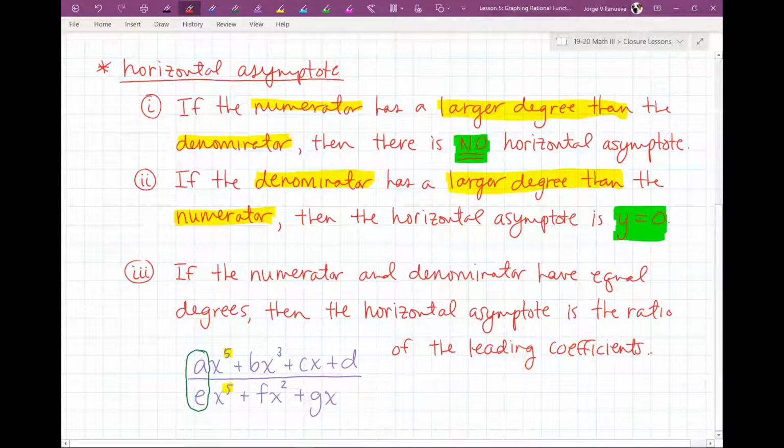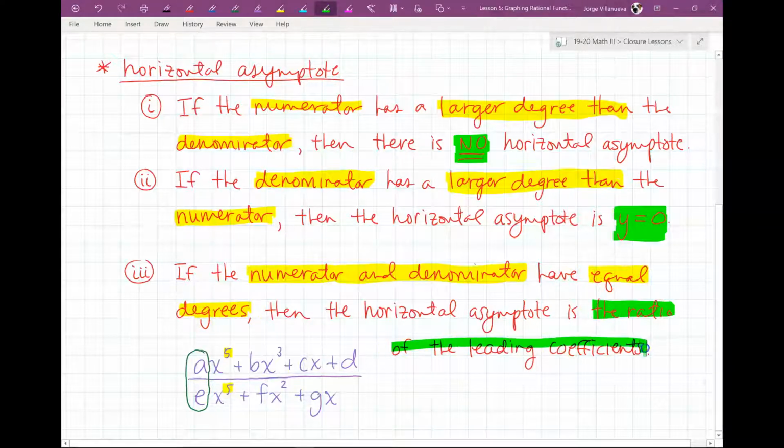Okay, so I know this one's kind of tough. It's hard to understand unless you see it. So we'll do one. Equal degrees, then the ratio of the leading coefficients.